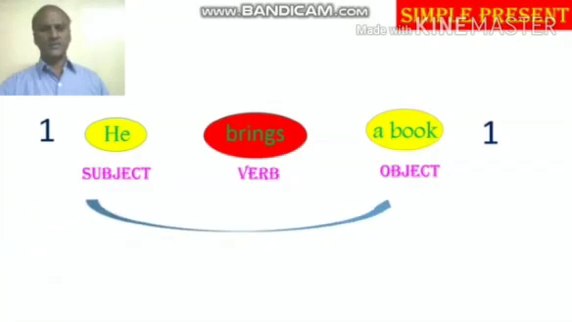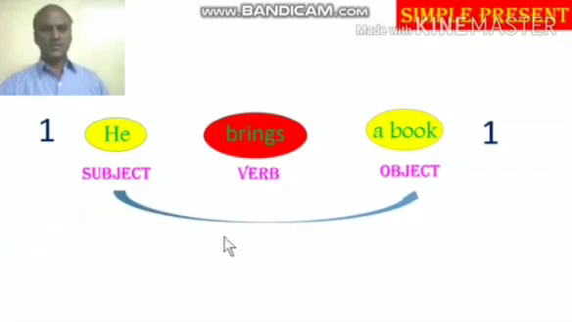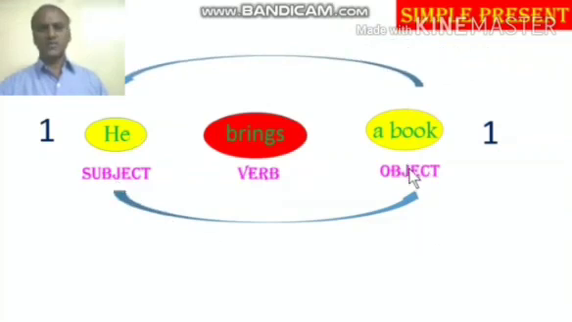The second step is change the subject into object, and again change the object as subject. So first change the subject into object, then the object into subject. So that is what you have to do, which is the second step you have to follow.